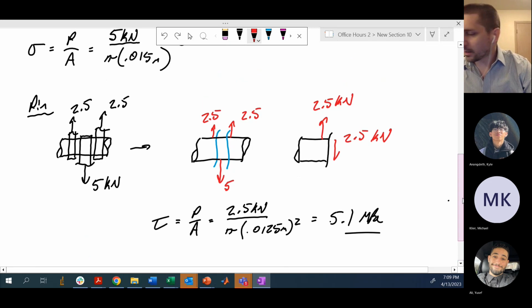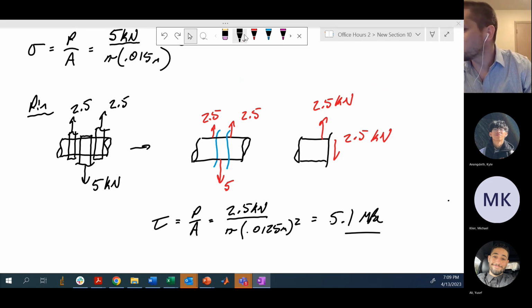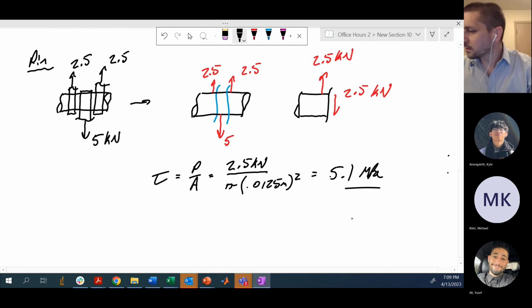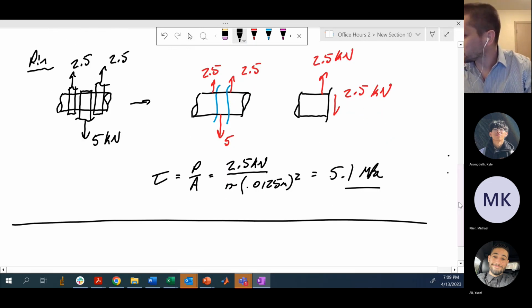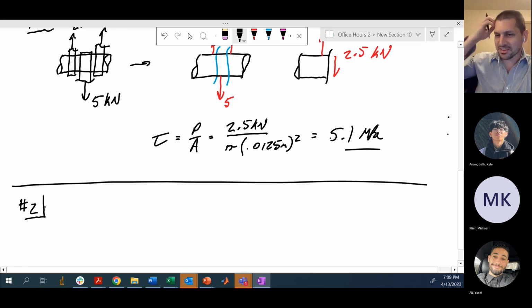Okay. Any other questions on that one? All right, let's slide on to number 2 really quick. Take a look at number 2. Again, number 2 is kind of like a bread and butter type problem. Wouldn't be unusual to see a problem like that on the test. Just saying.